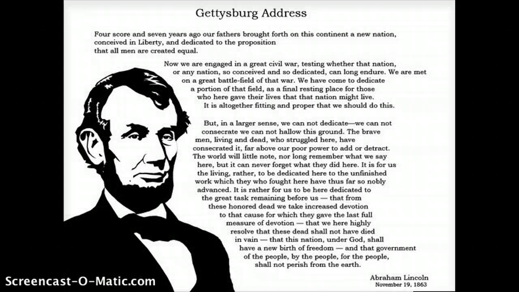It's a really quick speech. It's 10 sentences long, but it has a really, really big impact on the nation, not just the Union, but the Confederates as well.